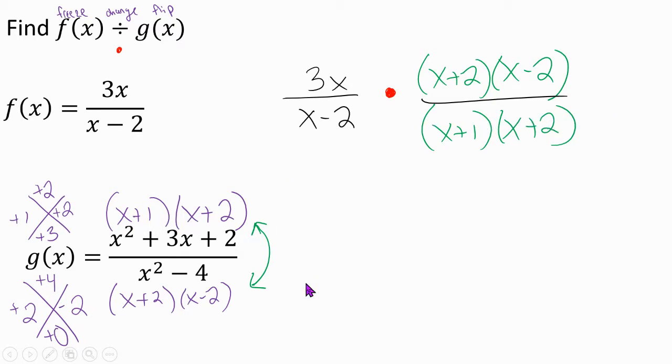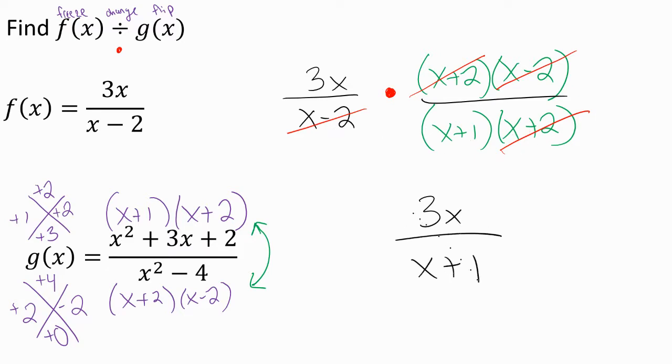Right, now what on top will cancel with the bottom, my favorite part. All right, well, I see x minus 2's cancel. The x plus 2's cancel. And so what is left? We have 3x on top. And the only thing on the bottom is the x plus 1.